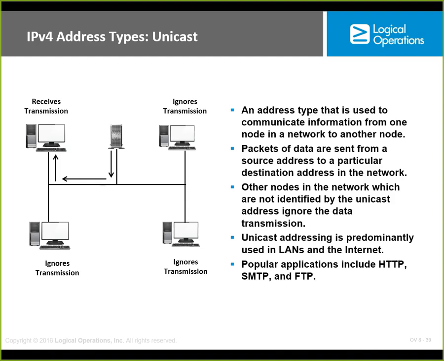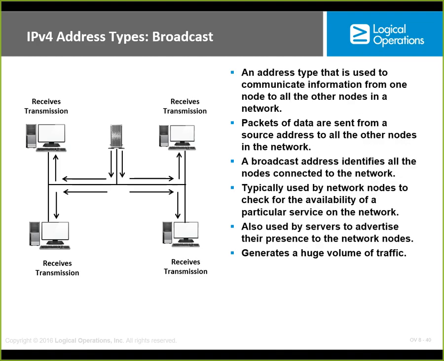IPv4 addresses come in three different types that we're going to talk about. One's called a unicast address. A unicast address goes to an individual IP address. Communicate with one computer, one node, one printer, one thing at a time, are sent to a particular address. Addressing is predominantly used in LANs and on the internet. So with a unicast, we're going to a single device, uni, one.